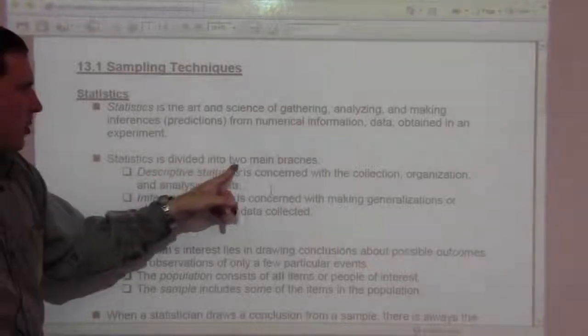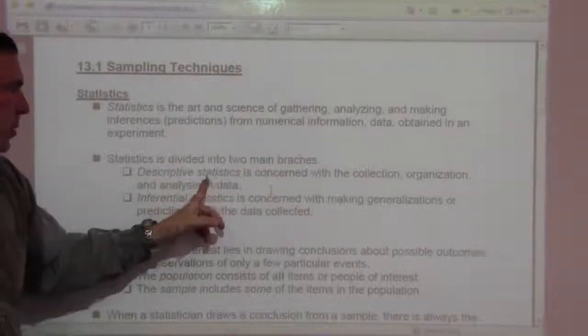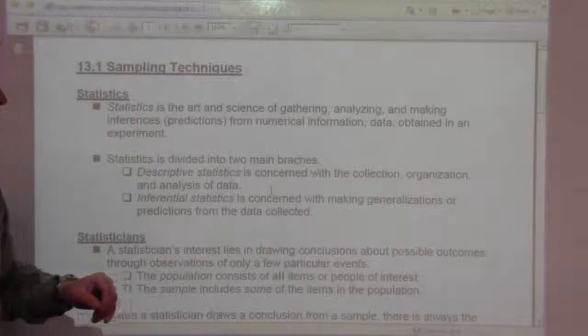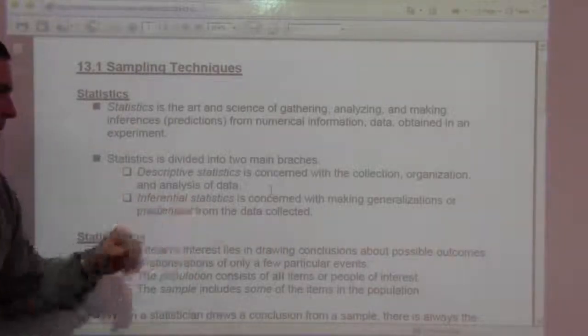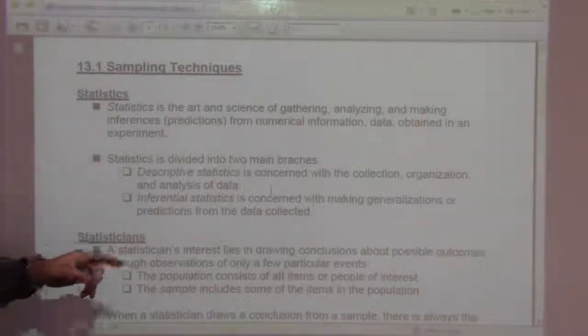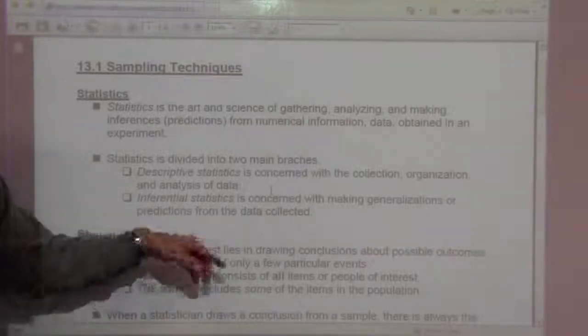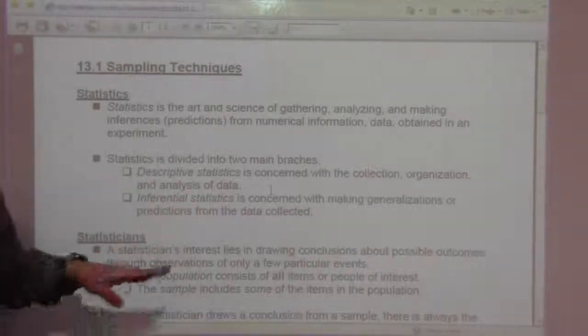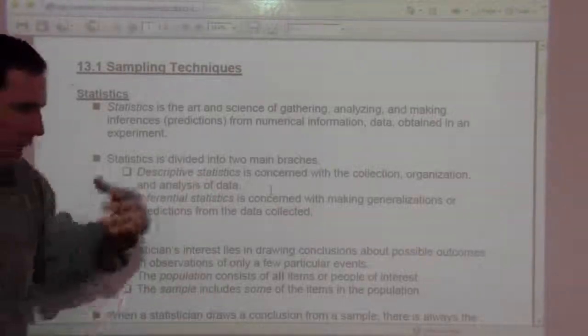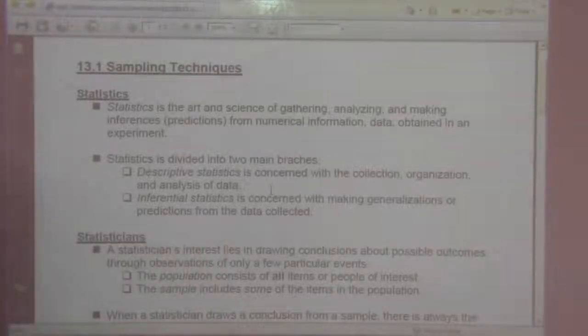Statistics is divided into two main branches. Descriptive statistics is concerned with the collection, organization, and analysis of data, whereas inferential statistics is concerned with making generalizations or predictions from the data collected. Like this, for election years, they get data and they say, hey, who's going to be the winner? And they keep tracking that over a long period of time.